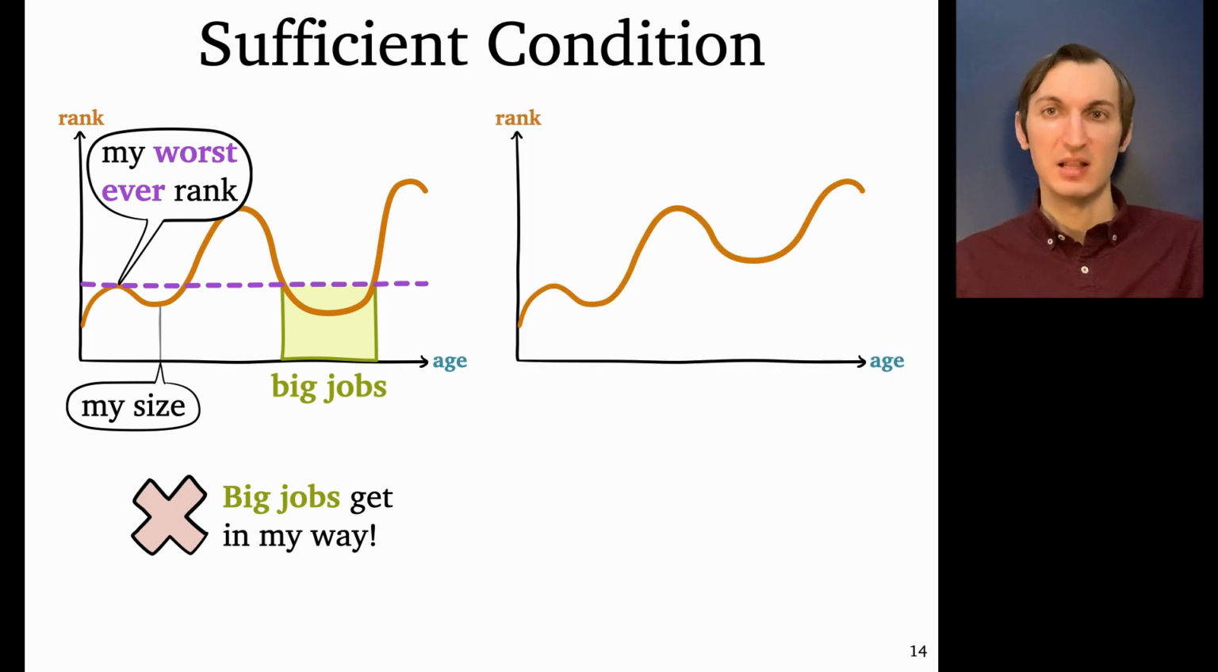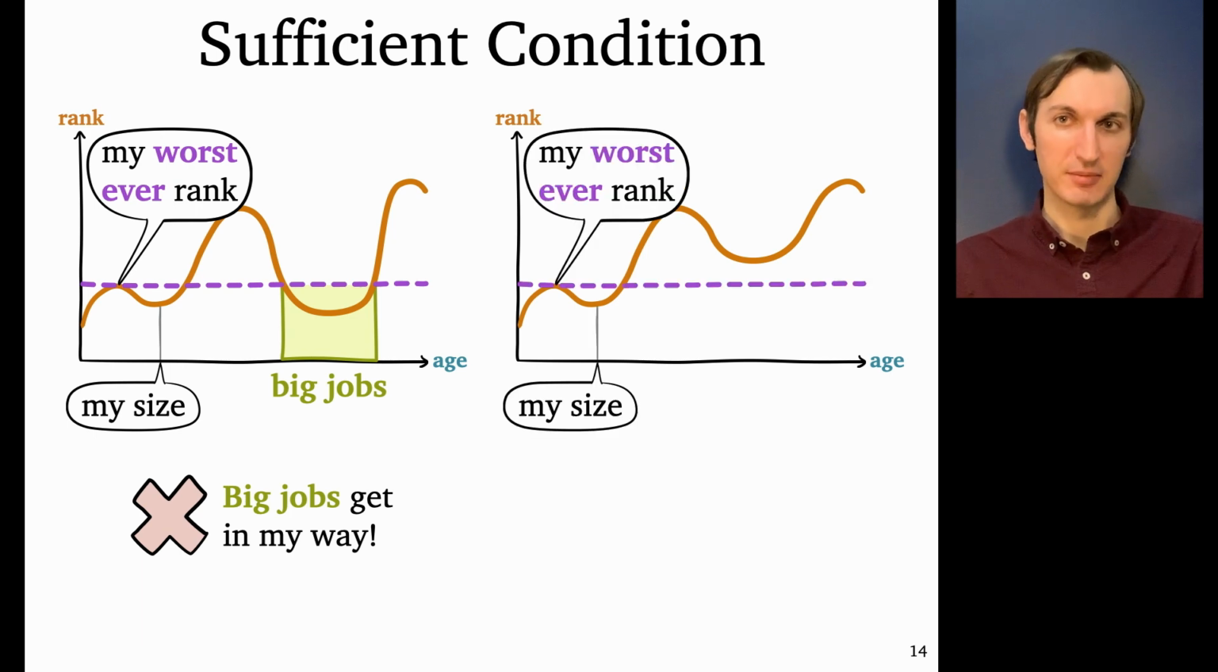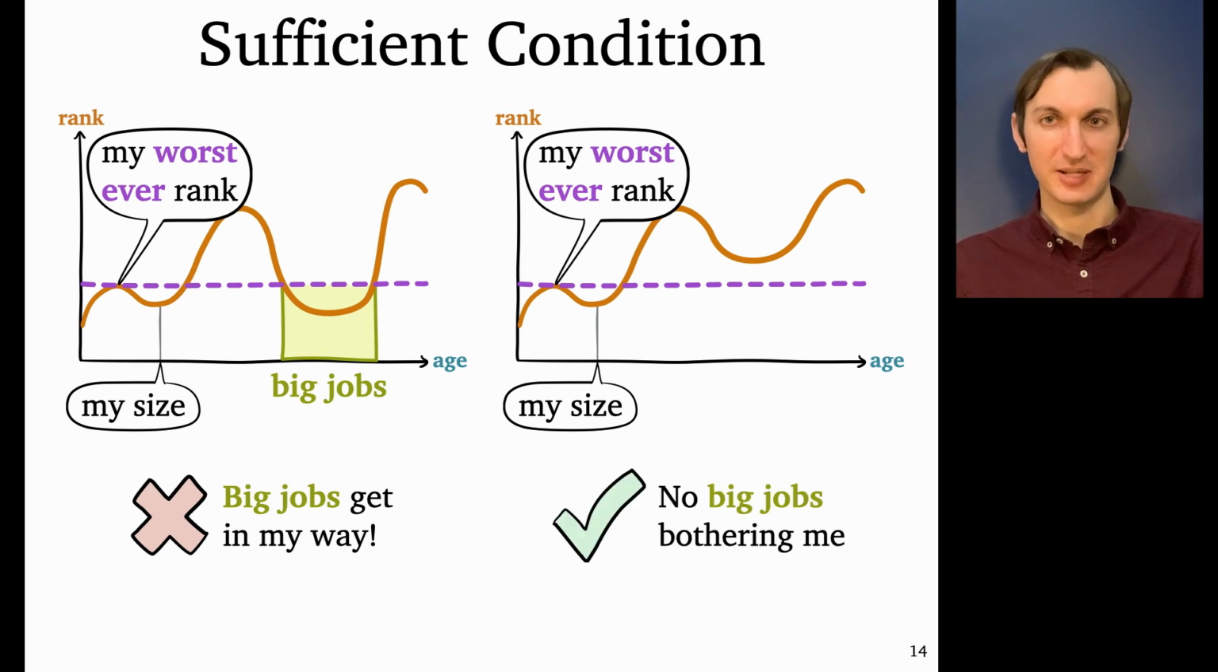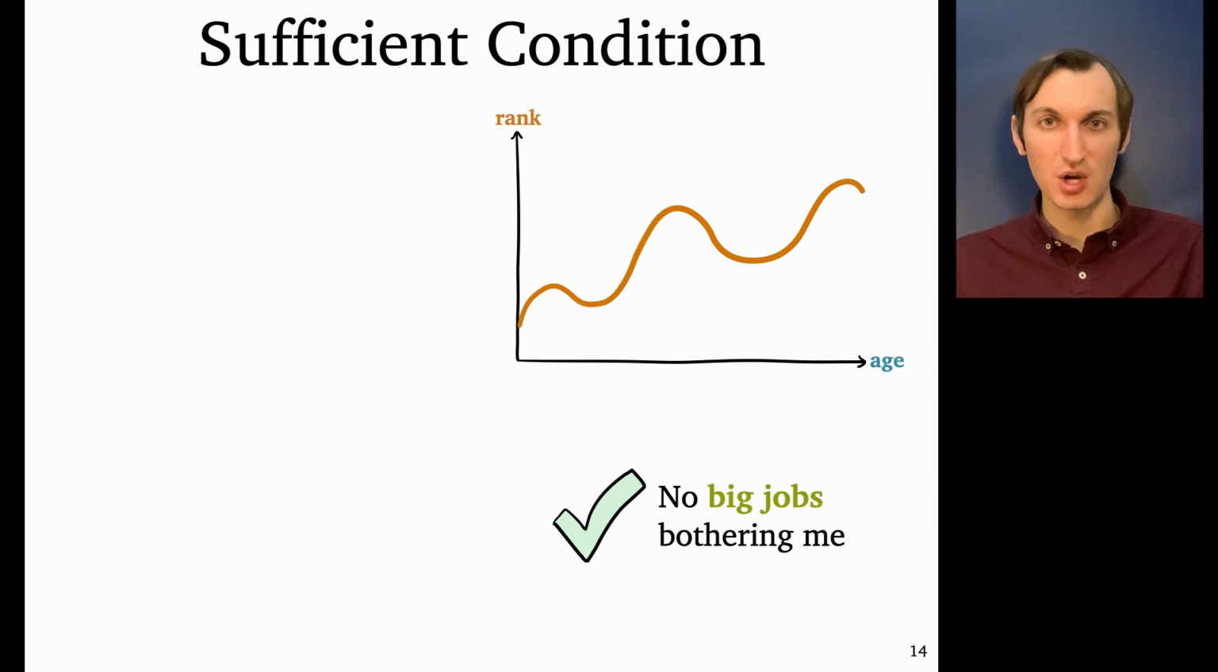In contrast, let's look at a version of the rank function that isn't quite as wavy. It's still got waves going up and down, but the waves aren't as extreme. Now I can look at my size, I can look at the same worst ever rank, and now because the waves are less extreme, none of the big jobs bother me. And so rank functions like this can avoid big jobs bothering small jobs and can have optimal response time tail. Our sufficient condition is basically formalizing this intuition. So how do we guarantee that the waves of the rank function aren't too big?